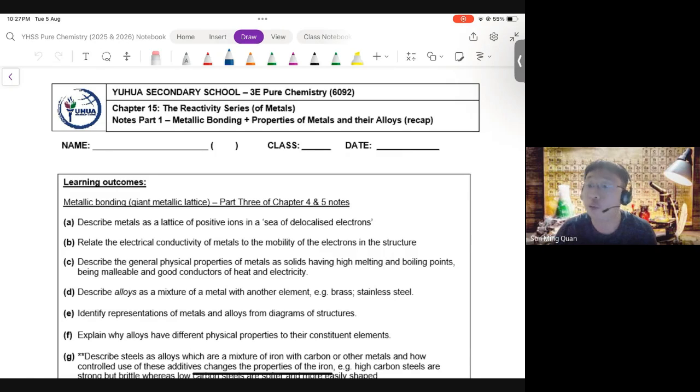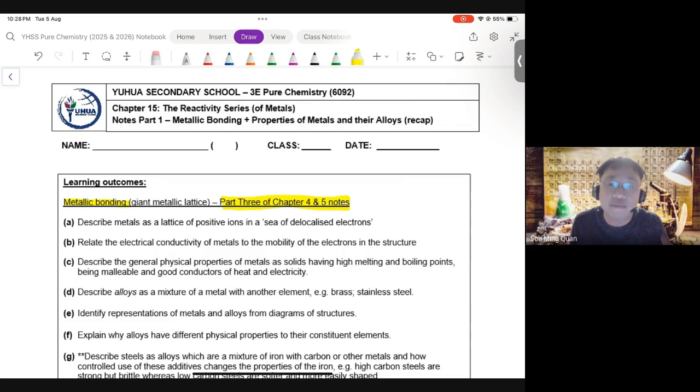Now the first video should be quite straightforward and simple because it actually relates to a topic that we started under chemical bonding and structure. So if at any point you are lost for the first part of today, you may wish to go back to Chemical Bonding and Structure, Chapter 4 and 5, Part 3, where we learn about metallic bonding or the giant metallic lattice. So for the first 10 minutes or so today, we will be revising the giant metallic lattice and also the general properties of metals.